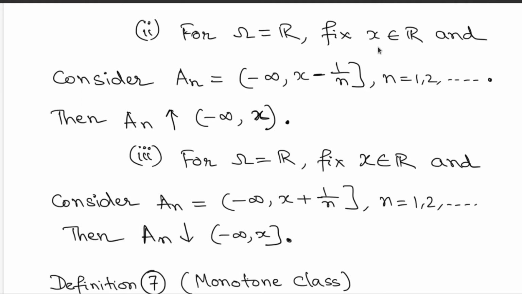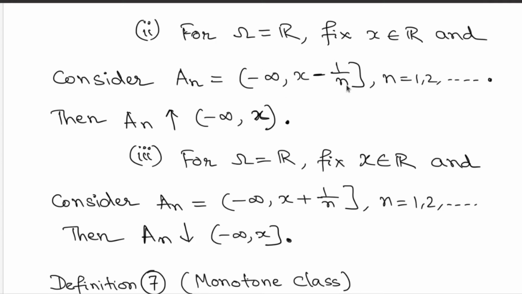So fix a point x, a real number, and then look at this type of sets A_n. So this is again minus infinity to the closed interval, minus infinity to x minus 1 over n. Therefore these sets will look like this: minus infinity to x minus 1, which corresponds to n equal to 1. Then for n equal to 2, you get the set minus infinity to x minus half, and so on.